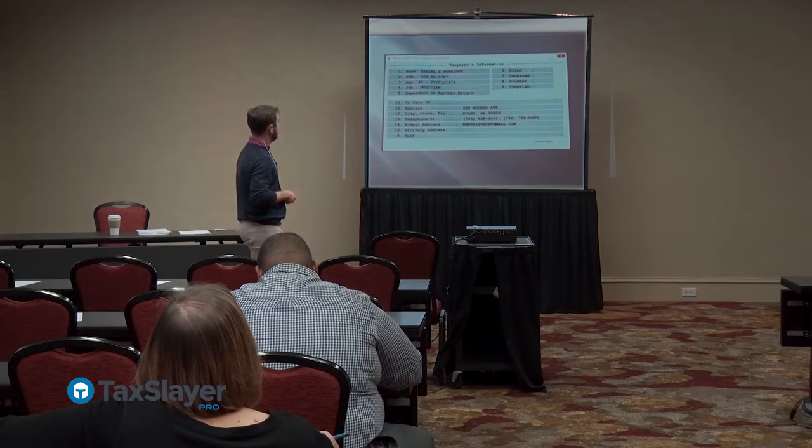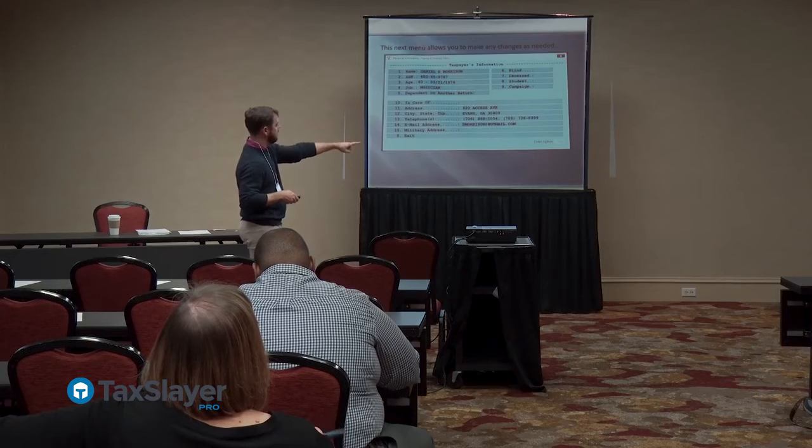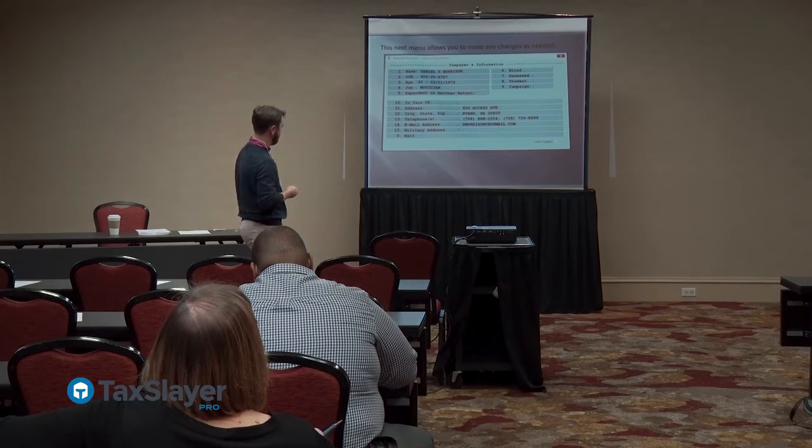Okay. So once we complete the personal information, it'll take us back to kind of a recap menu. Here we can mark whether they're blind, deceased, student, $3 to the presidential campaign. Once we've finished, we'll enter option 0 down there at the bottom right, or use our mouse to click 0 to exit.